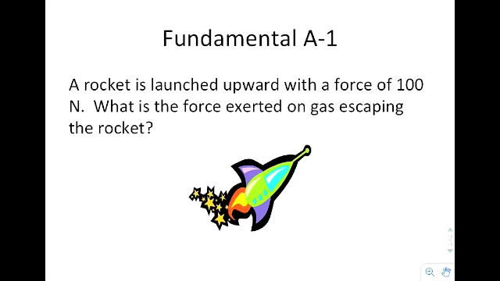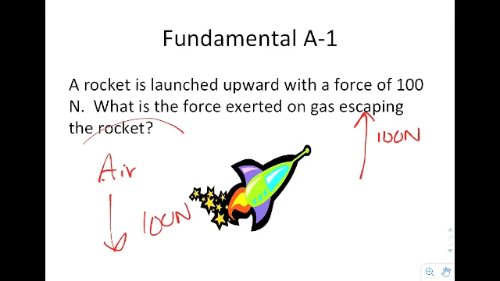So, if it says a rocket is launched upward with a force of 100 newtons, what is the force exerted on the gas escaping the rocket? It has to be equal and opposite. So, if the rocket is moving upward with 100 newtons, then the force of the air has to be downward at 100 newtons. Equal and opposite.